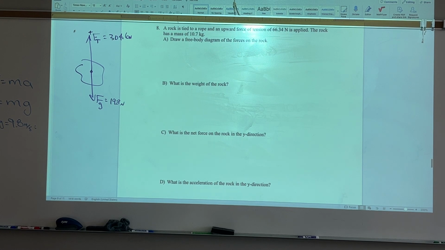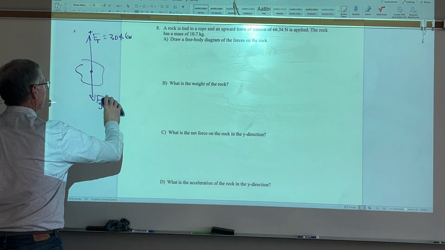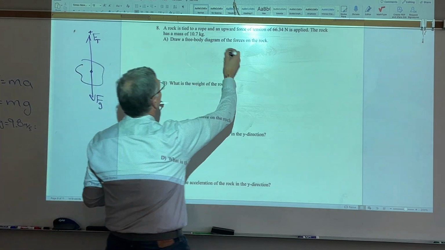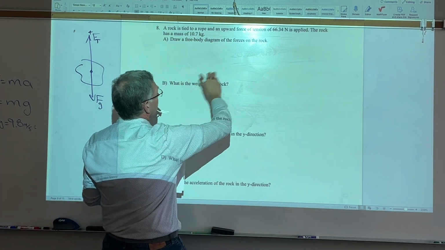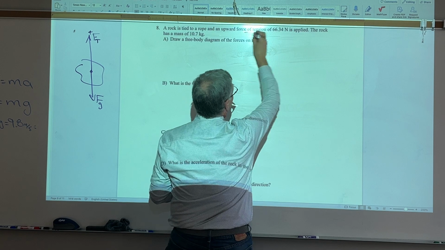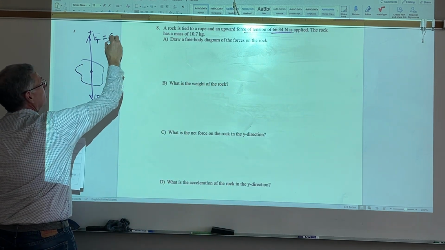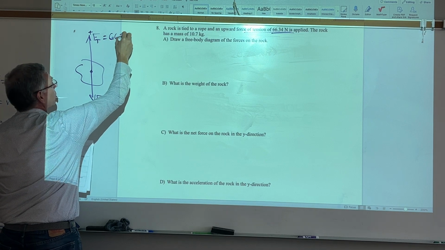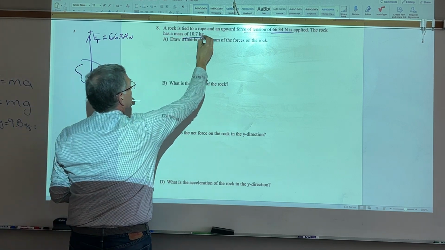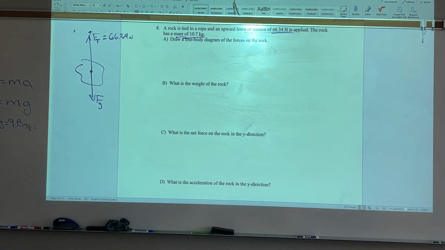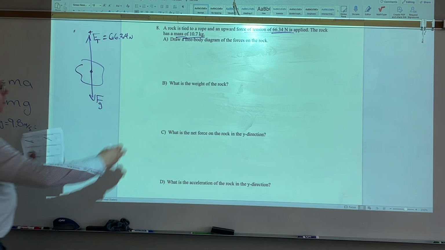All right, number 8. Okay, similar, but now I'm given the tension. In this case, the rock is tied to a rope, and an upward force of tension is given. So this force of tension is 66.34 newtons. Mass of the rock, 10.7 kilograms.